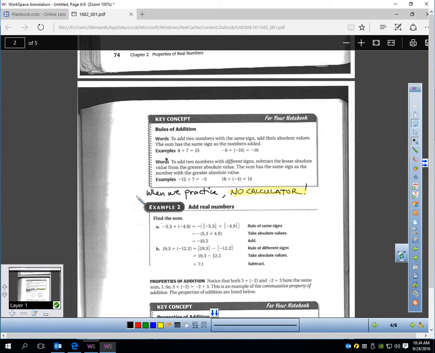When we practice these things, we are not going to be using a calculator. So when you do the homework, make sure that the problems I've identified in Plan Book that I said no calculator, make sure you're actually practicing that way, because on quiz and test day, I'm not letting you use a calculator for those.